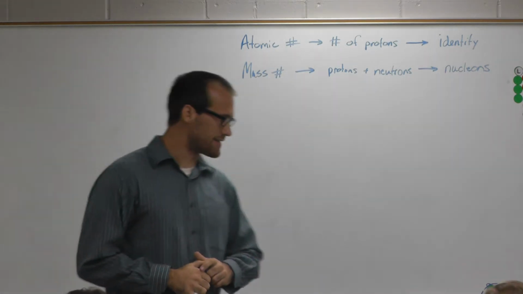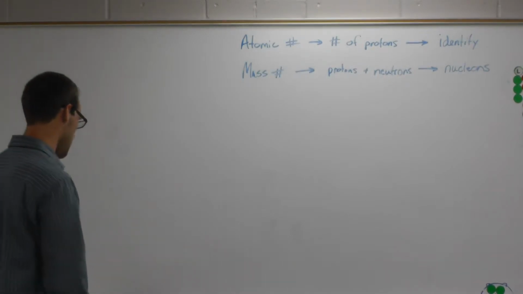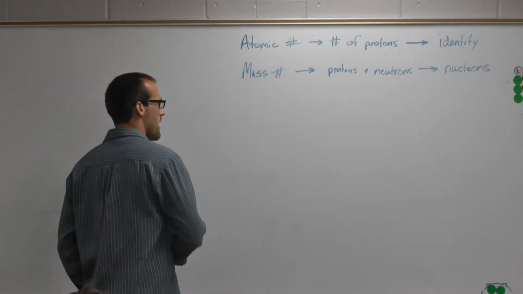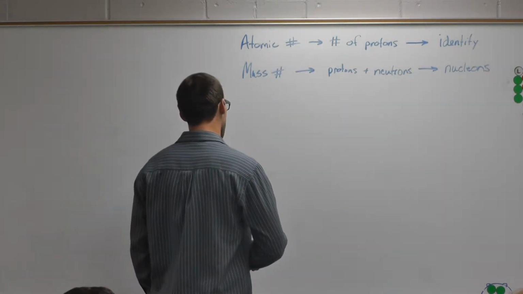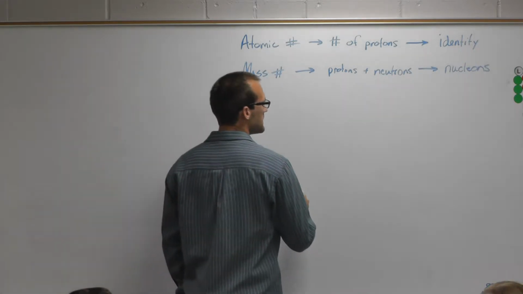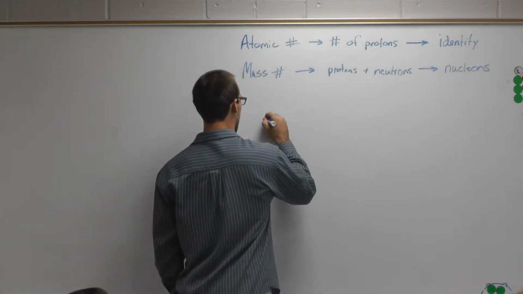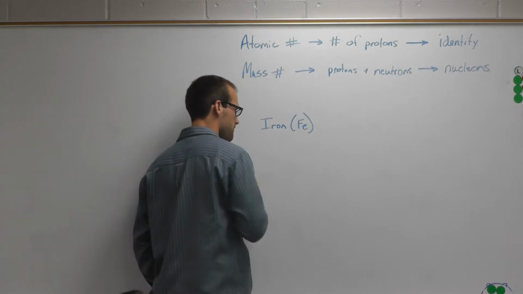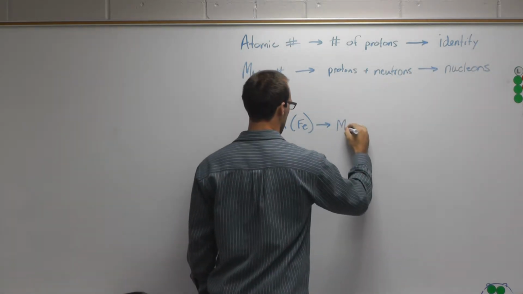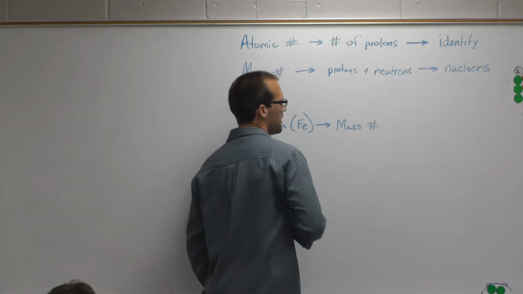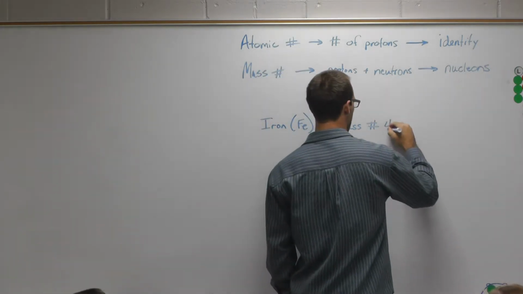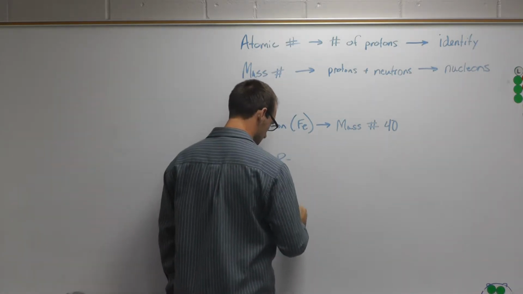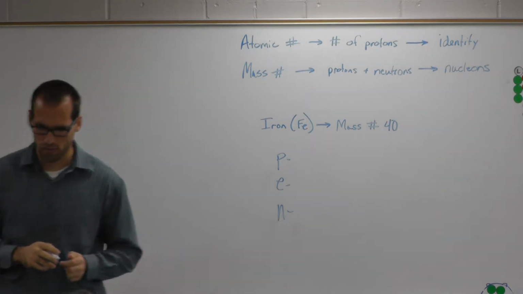Now, this is just review. You don't necessarily have to put it in, but it wouldn't be bad if you did. Now, let's also review this. Let's say I know that iron, which is Fe, has a mass number of 40. I want you to tell me how many protons, electrons, and neutrons it has. Just a quick review here.